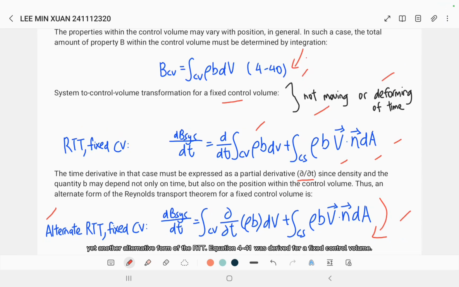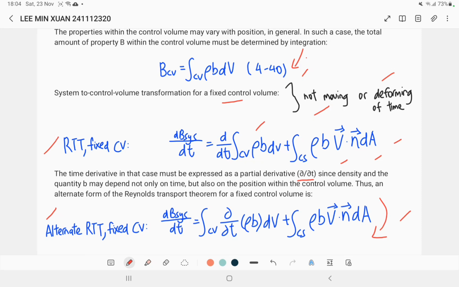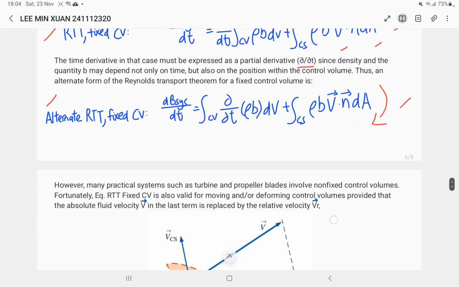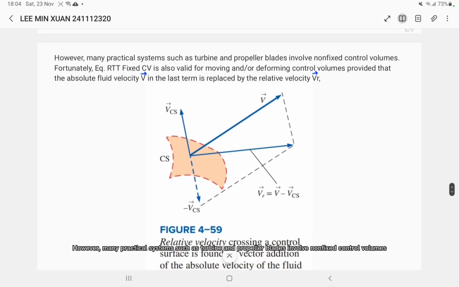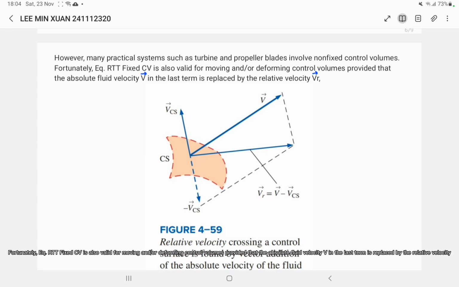Next, we consider yet another alternative form of the RTT equation. Here it was derived for a fixed control volume. However, many practical systems such as turbine and propeller blades involve non-fixed control volumes. Fortunately, the RTT equation for a fixed control volume is also valid for moving and also deforming control volumes, provided that the absolute fluid velocity in the last term is replaced by the relative velocity.